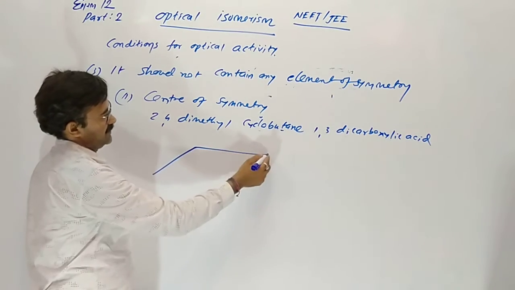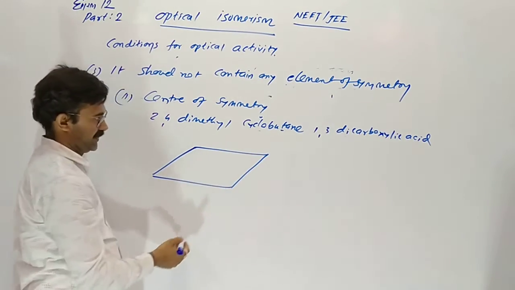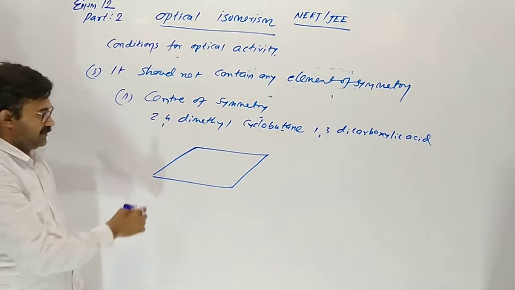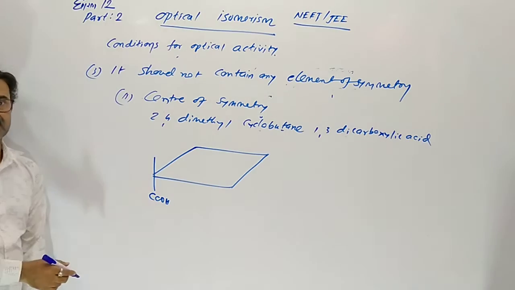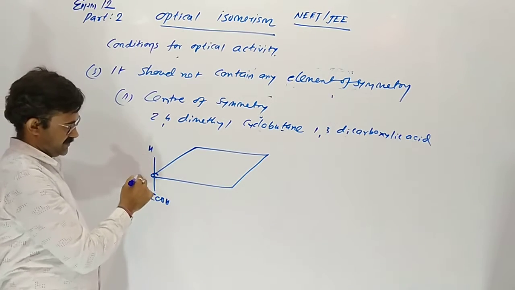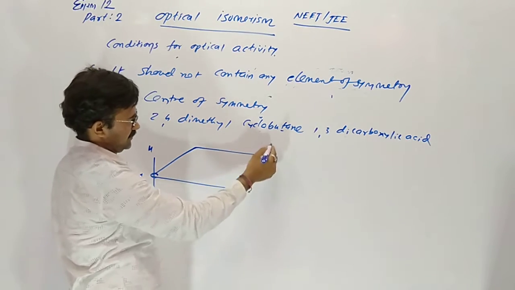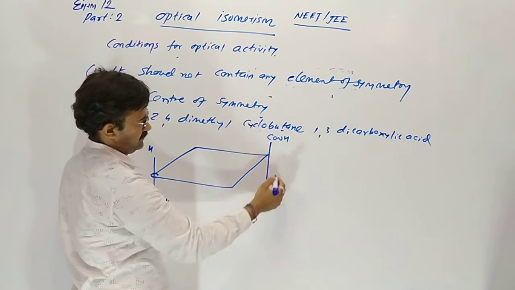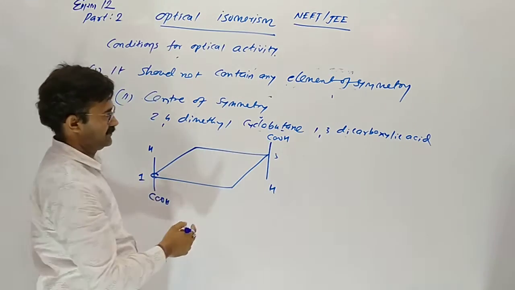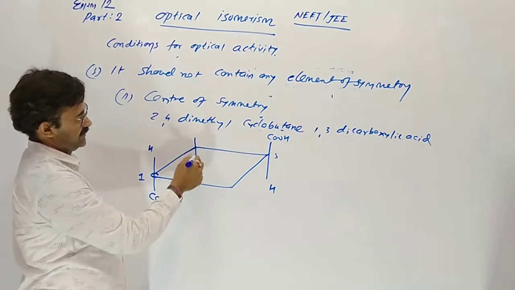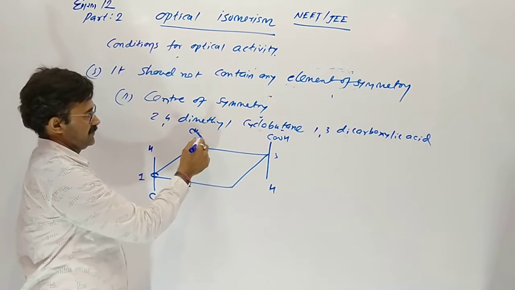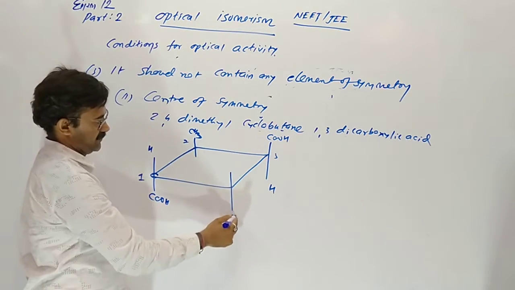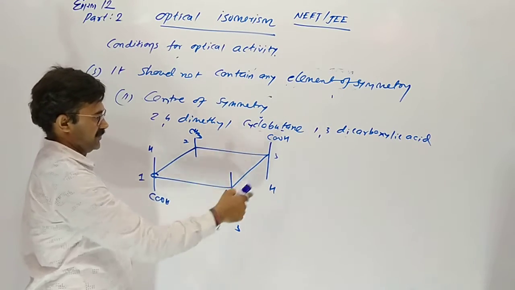Here, this is cyclobutane, 4 carbons. On the first and third positions, there is a COOH group. Here is the methyl group, CH3, on the second and fourth positions. 1, 2, 3, 4.